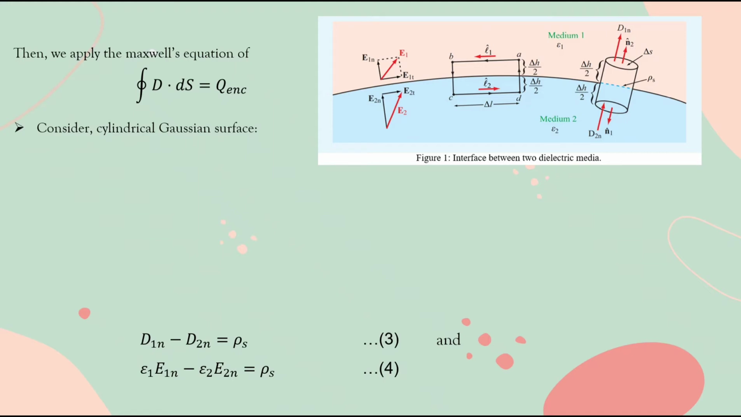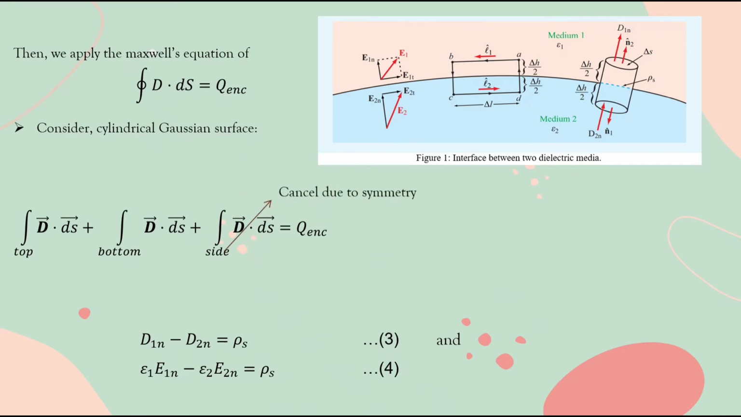Then we apply the closed surface integration that was divided into three surfaces, top, bottom, and side. Here the surface integration of the side is 0, that is cancelled due to symmetry to the boundary. The bottom surface having direction opposite to the normal component. So after taking these two terms, surface integration of top and bottom, we have the equation 3 and 4.